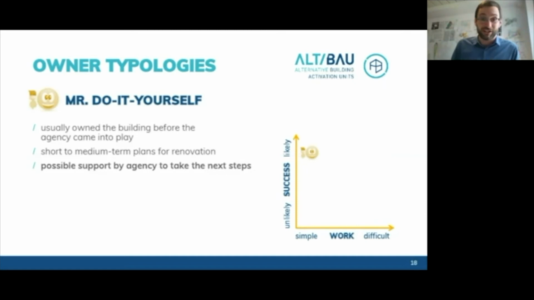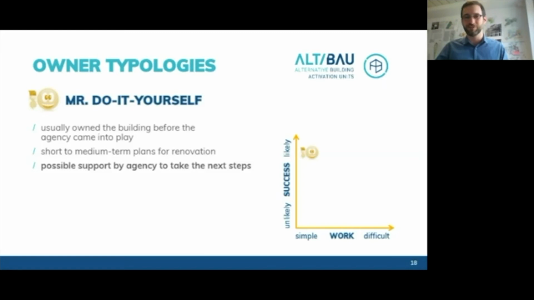For example, we've got Mr. Do-It-Yourself. It's a kind of person who usually has been the owner of the building before we came into play, and he does have his own plans for renovation. He wants to do something. He's got a plan with the building, and he's step by step moving forward to that. There's not much work we can actually do as the agency. It's an owner who wants to do something. We can only help really to level out some of the obstacles along the way, for example, networking with the city administration in places where that's necessary.